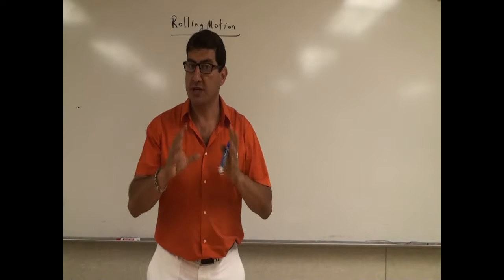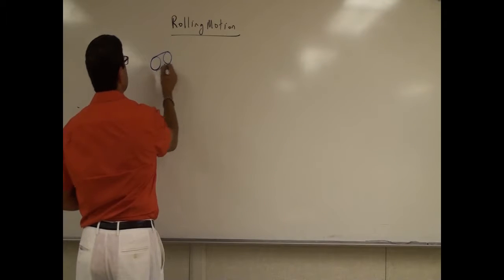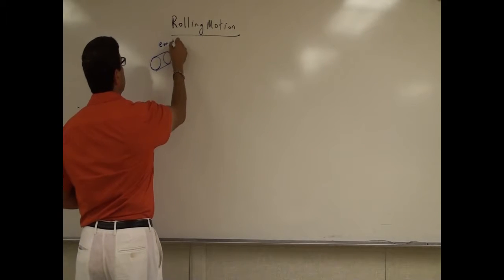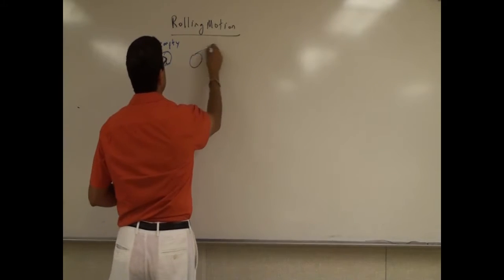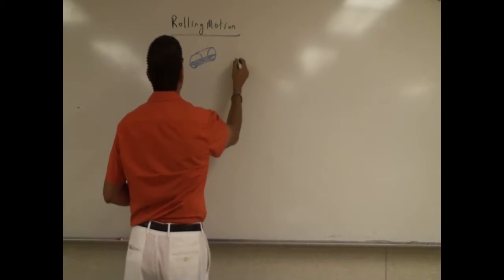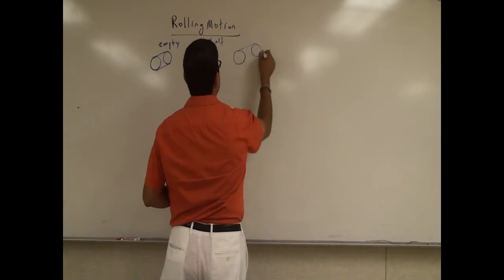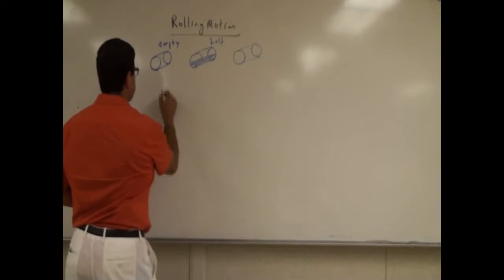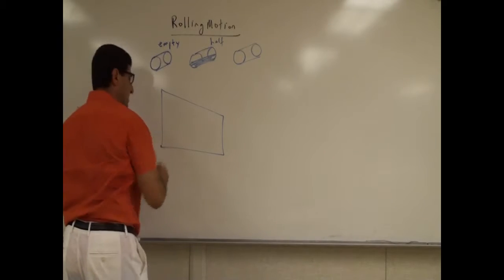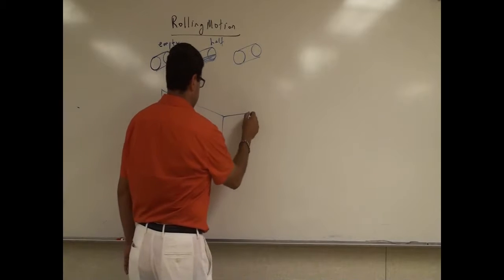Now I'm going to be comparing three bottles, one full of water, one half full of water, and one empty, but they're all going to be cylindrical in shape. One is going to be basically empty. One is going to be half full of water, like this. And then I'm going to roll them down the table, and I want to ask the question, which one will win the race and why?